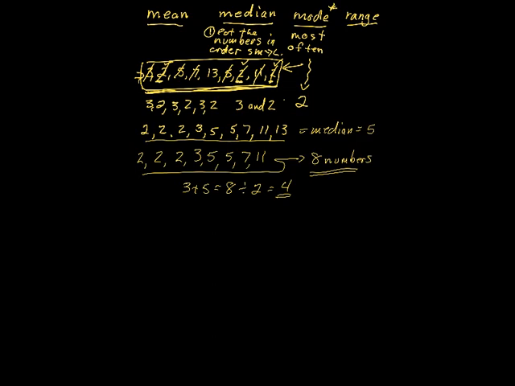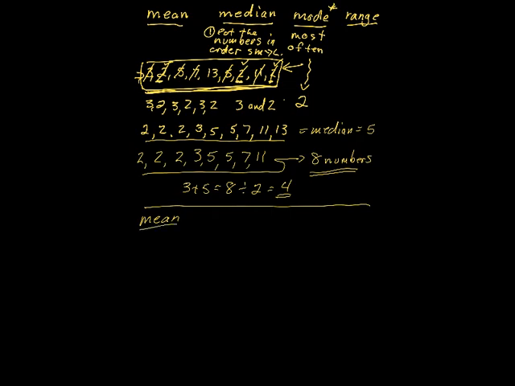Okay? All right, so that's median and mode. The next thing that we're going to do is look at mean. All right, so mean is usually what people mean when they talk about average. When people talk about the average of a group of numbers, they usually mean the mean.